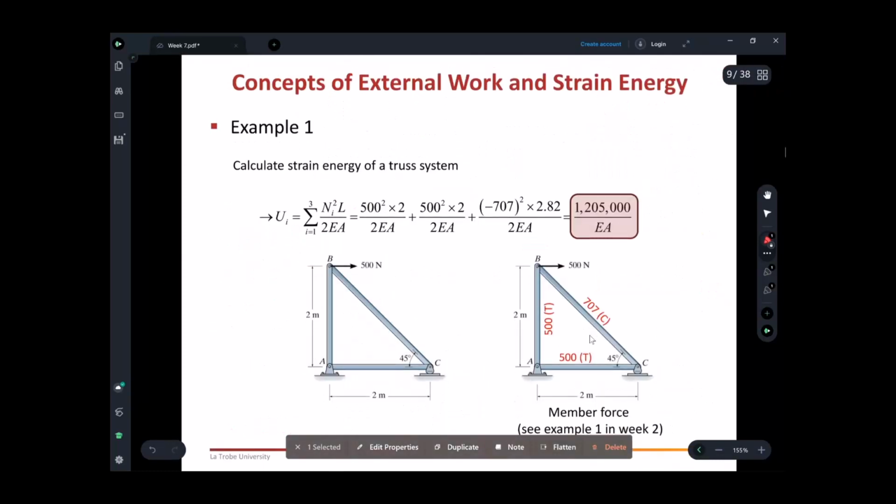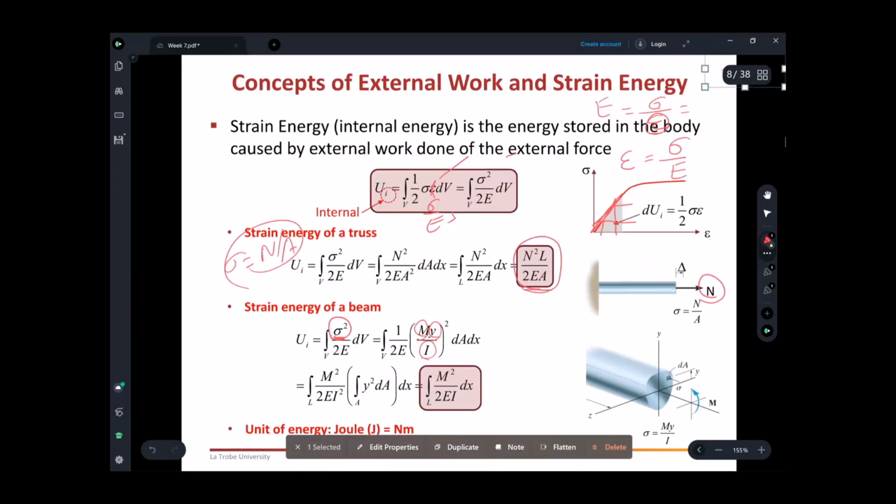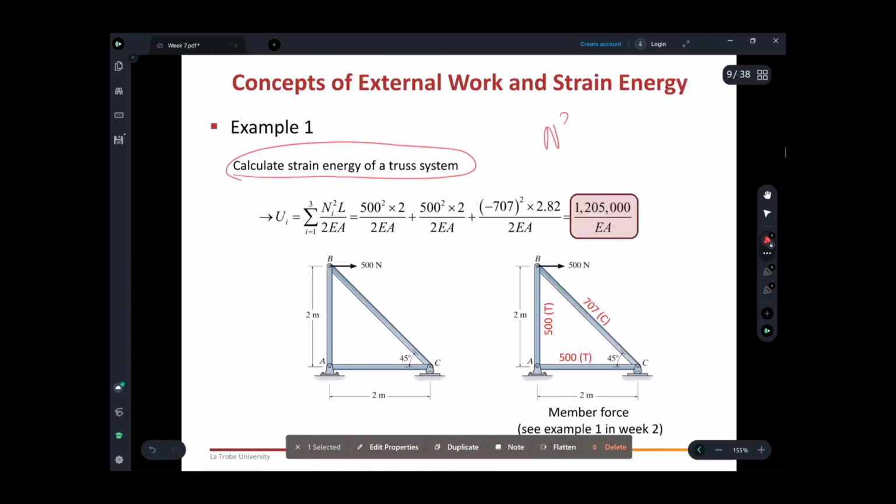All right, let's take an example here: calculate the strain energy of the truss system. We have the equation N square L over 2EA. That is the equation for calculating the internal energy. What is N? N is the internal force in the member. L is the length of the member. EA is called axial stiffness. Axial stiffness means how stiff it is, right? Like, for example, that is EA.